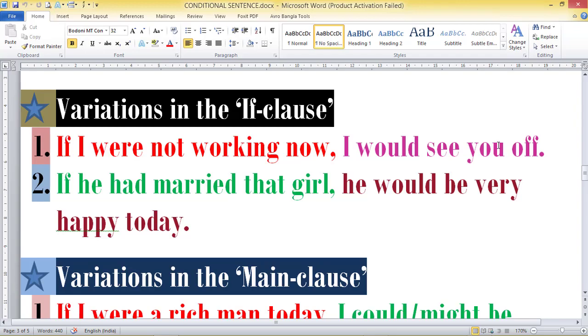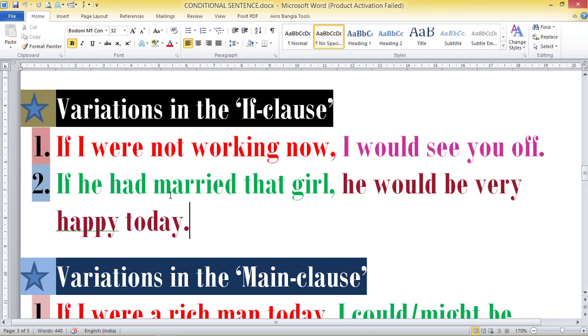Now let's go to the second sentence. If he had married that girl, he would be very happy today. Here you observe in the if clause, past perfect tense has been used, and in the main clause, after the subject would plus the first form of the verb, that is the present infinitive. So this is the combination of conditional sentence type 3 and type 2.